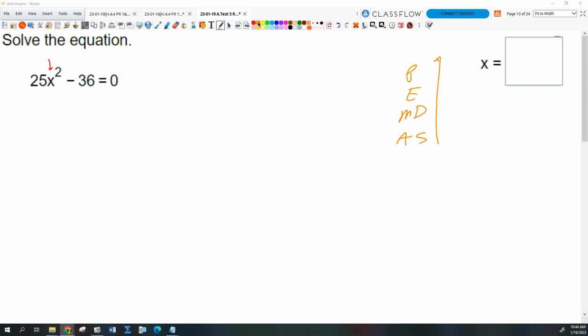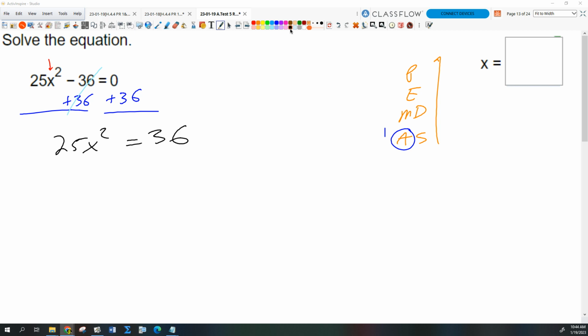Well, there are no parentheses, right? So first step is add 36 to both sides. And I get to cancel, right? So I get 25x squared equals 36. Abby, what's next? Not quite. What can I do first? Divide. Good, right? If I work my way up, is there anything to get that x by itself?